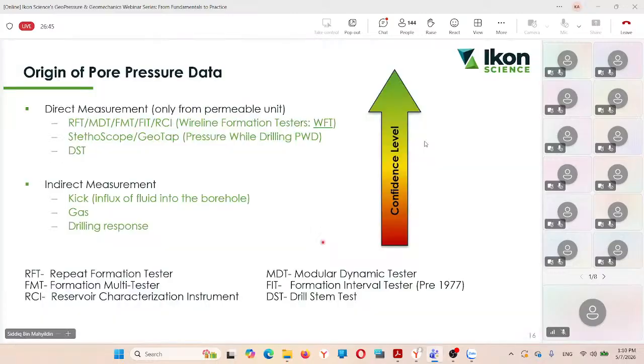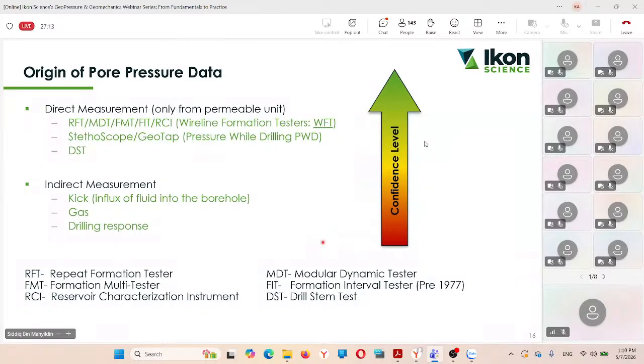What is the origin of pore pressure data? Some of you might be familiar with this already. I saw we have some drilling engineers, some well engineers joining us today as well. Over here, we have direct measurement and indirect measurement kinds of data. Direct measurement is basically a direct measurement that we get from a permeable unit, from our sand unit, any permeable unit. Most of the time we don't take it in shale, right?